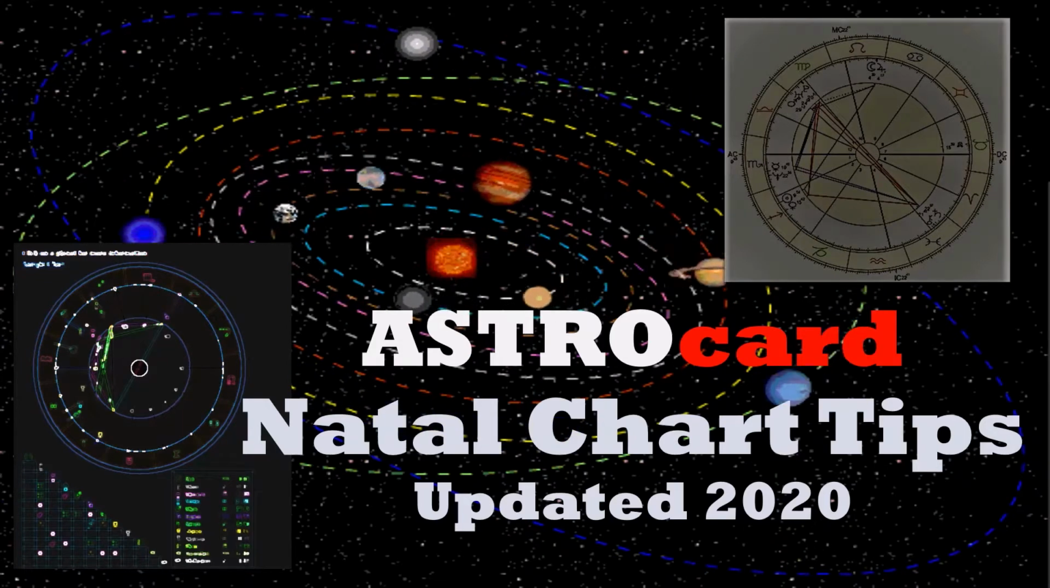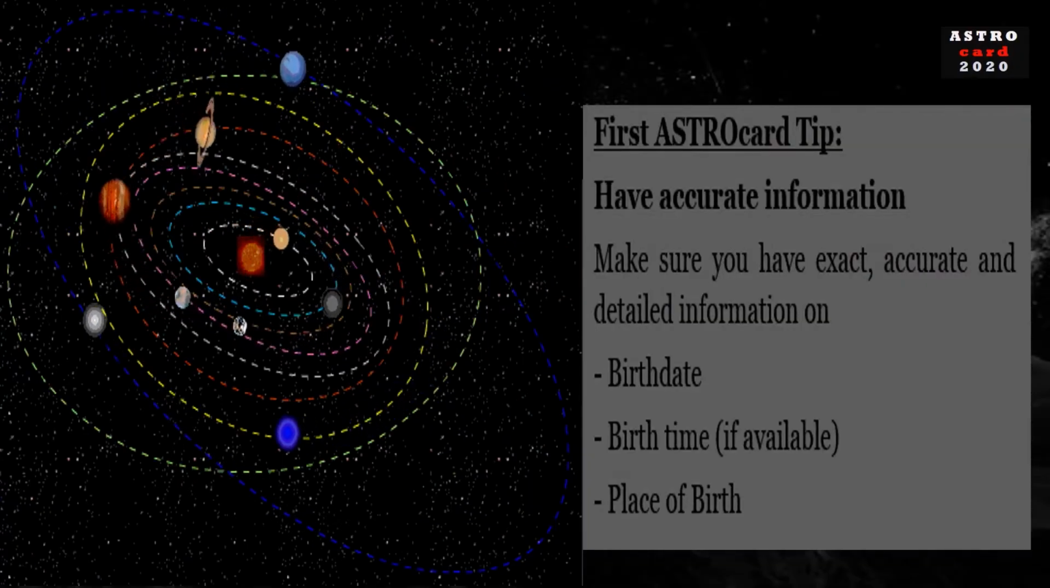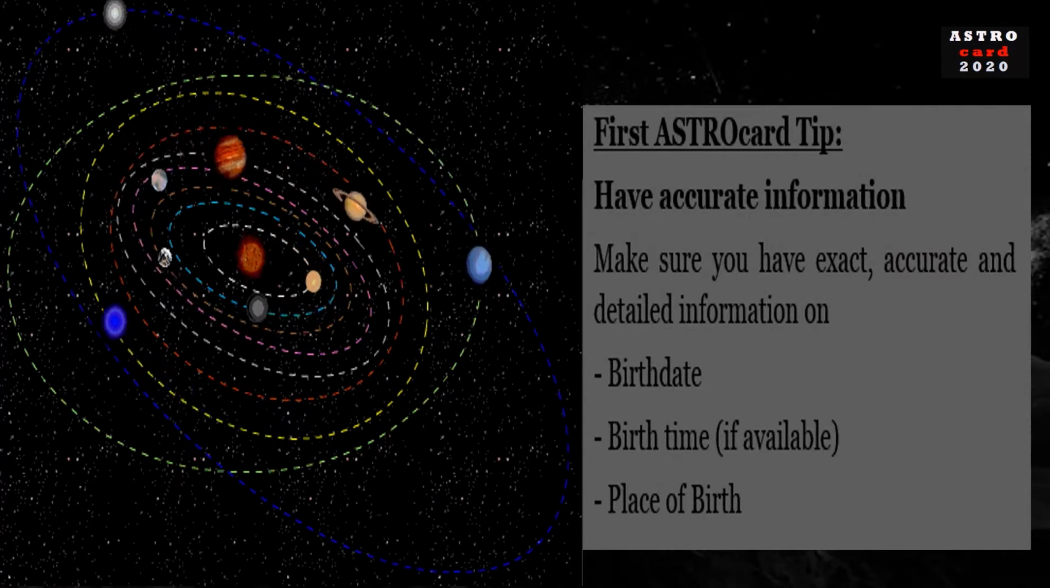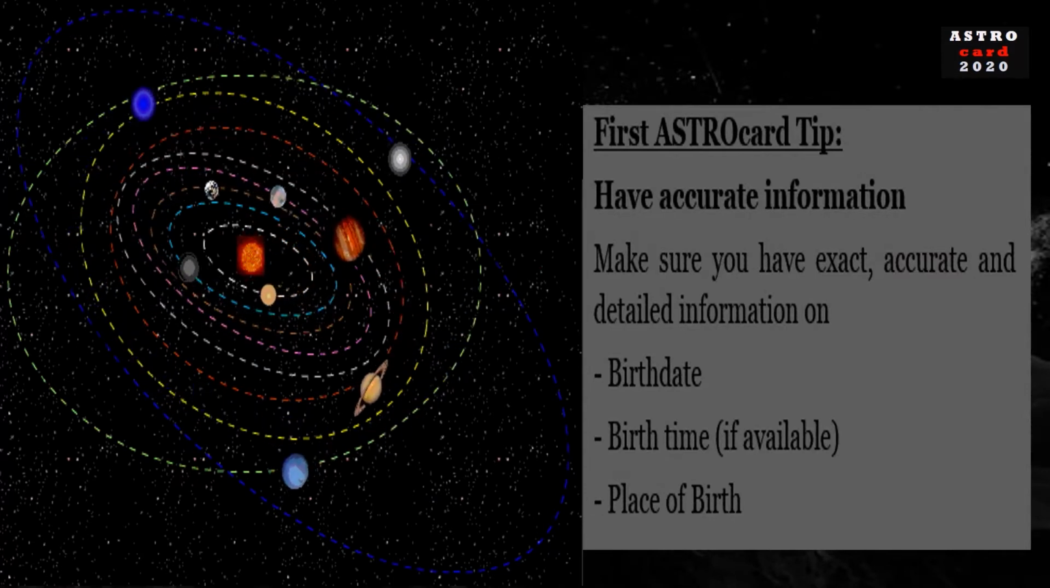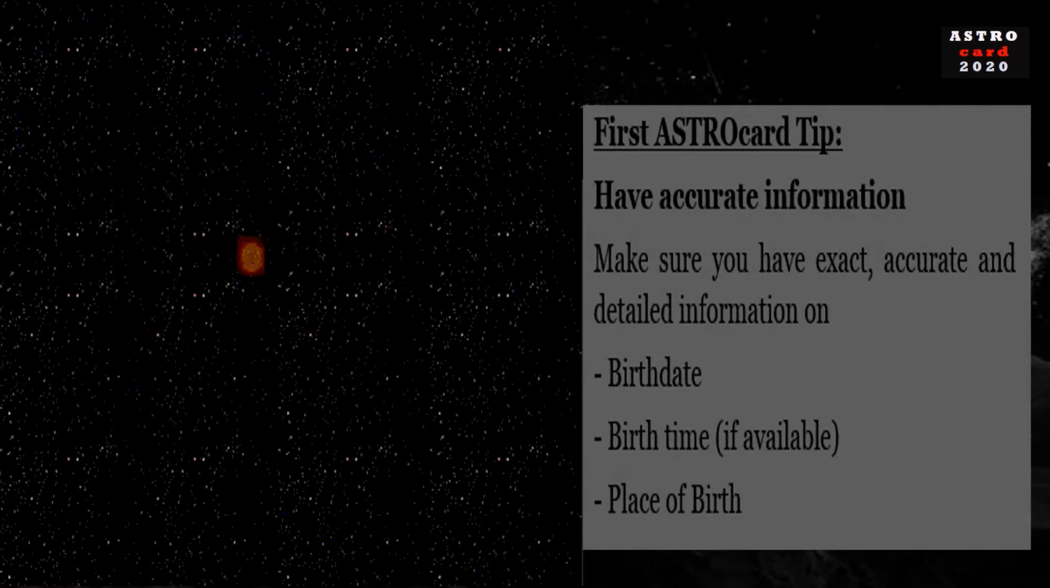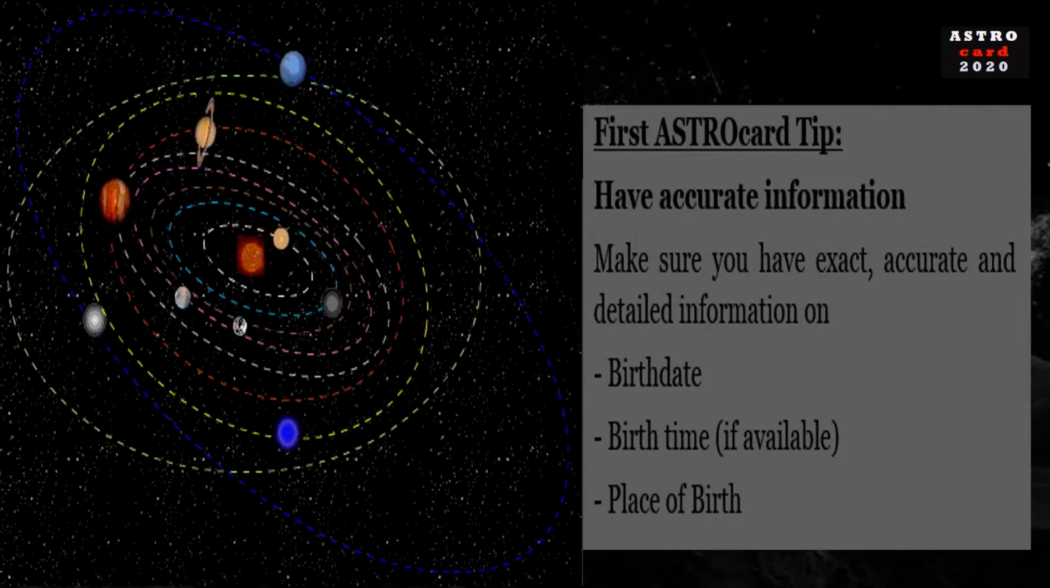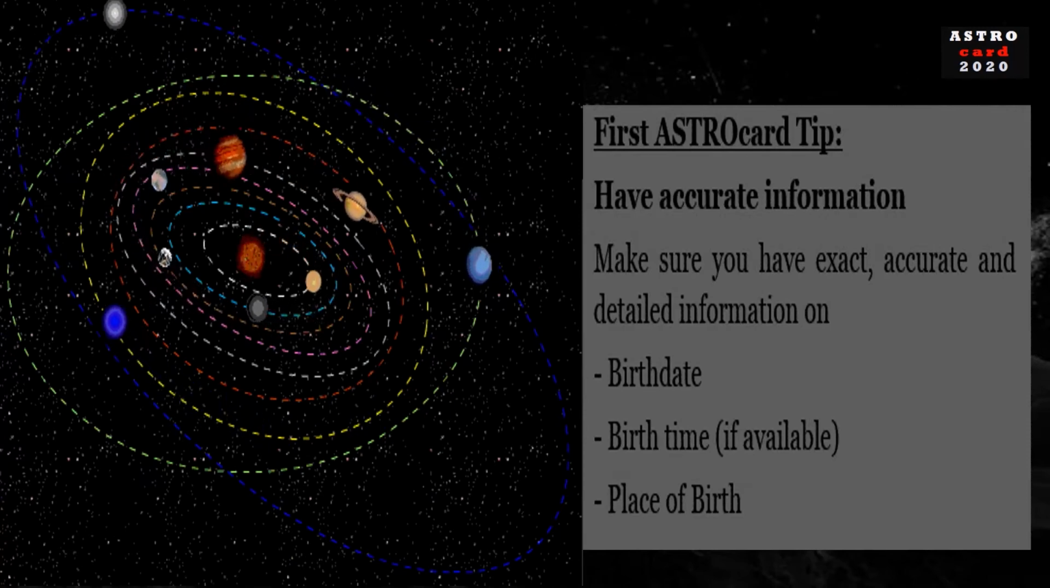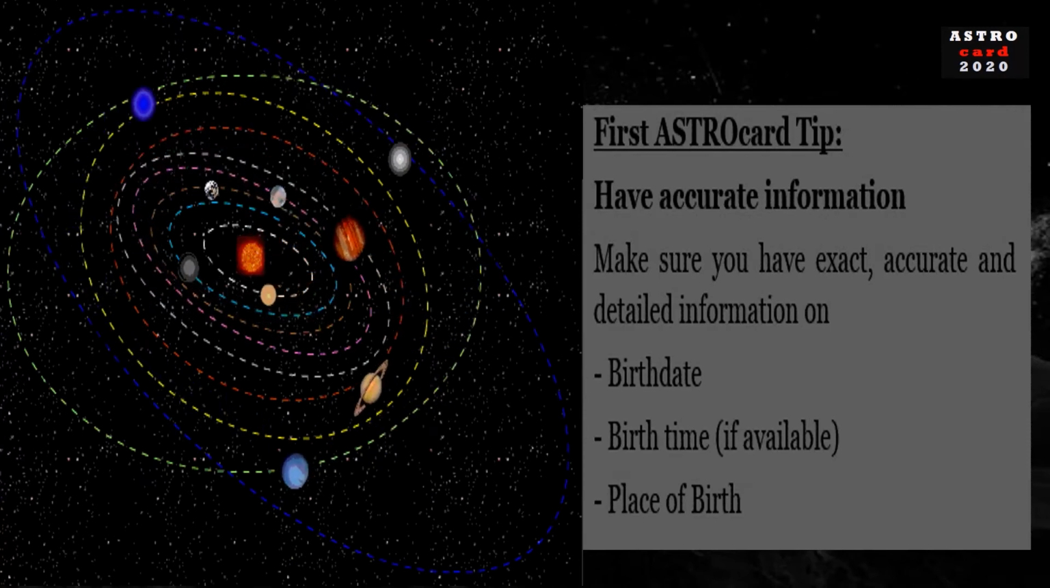Here are some tips on how to read natal charts using ASTROcard. First ASTROcard tip, have accurate information. Make sure you have exact, accurate, and detailed information on birth date, birth time, if available, and place of birth.